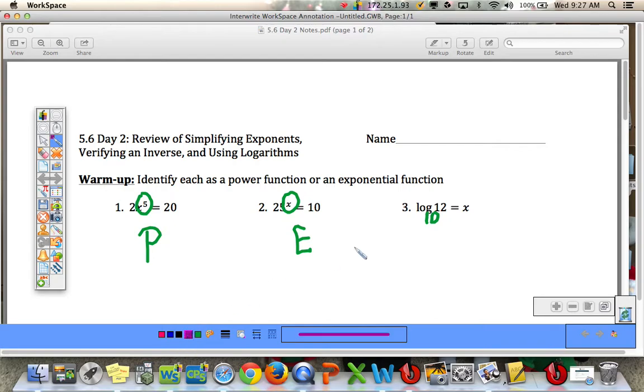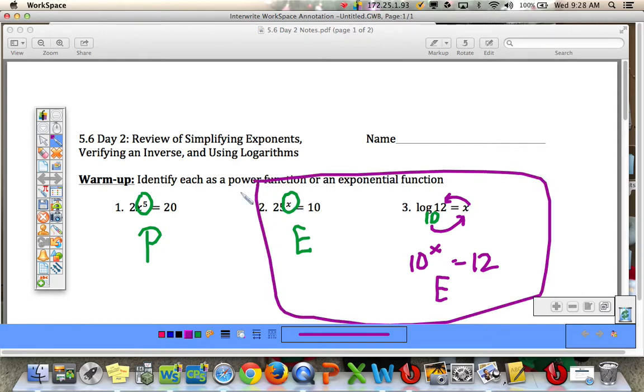Let's write in exponential form. This is 10 to the x power equals 12. So they want to know 10 to what power is 12. This is exponential. So you do have to know the difference between power and exponential, because exponential we're going to solve using logarithms.